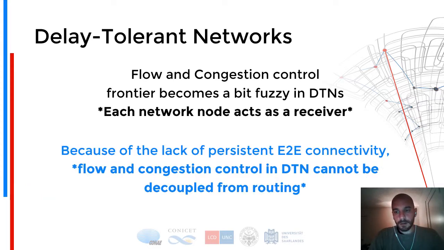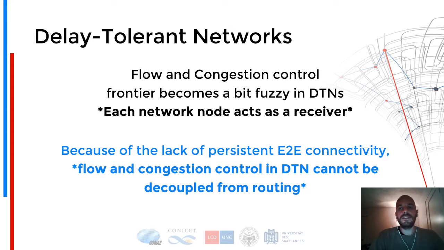What I would like to state and argue quite strongly is that because of the lack of end-to-end connectivity that we had with TCP at the beginning of the talk, in a delay-tolerant network, the flow and congestion control cannot be decoupled from routing anymore. So as I mentioned, each network node acts as a receiver, and therefore that receiver actually has to decide whether it is going to store its data or forward that data to a future contact, and so on. And that forwarding process is a routing process.